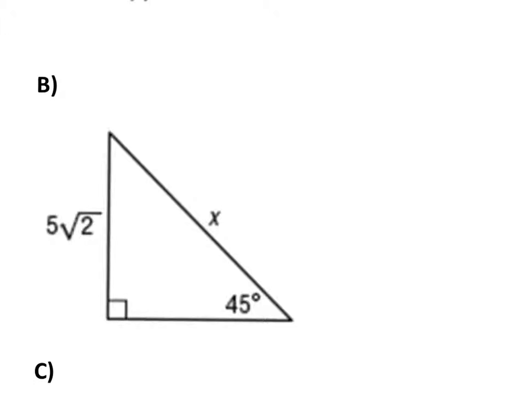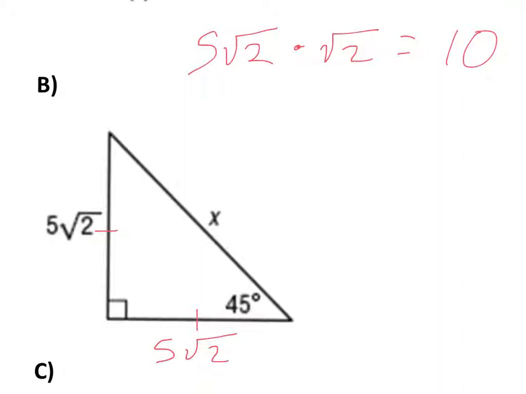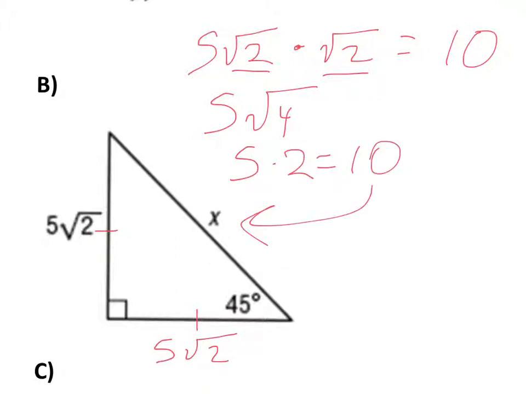Okay, so now I have my leg. This leg we know is going to be congruent, 5 radical 2. If we're finding x, we're going to take 5 radical 2 and multiply it times radical 2, because we're going from leg to hypotenuse. Well, when I do this, my answer is 10. If you're using a calculator, it should give you 10. If you're not using a calculator, just know that 5 radical 2 times radical 2 is 5 radical 4. Square root of 4 is 2, which is 10, which is what our x is equal to.